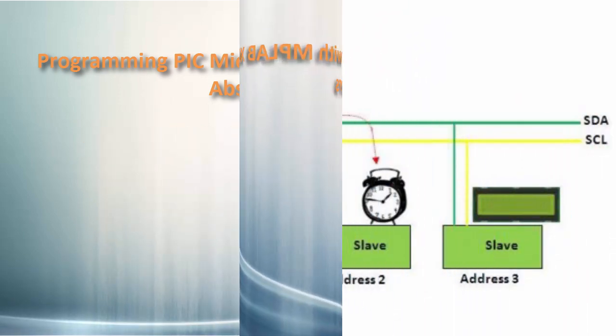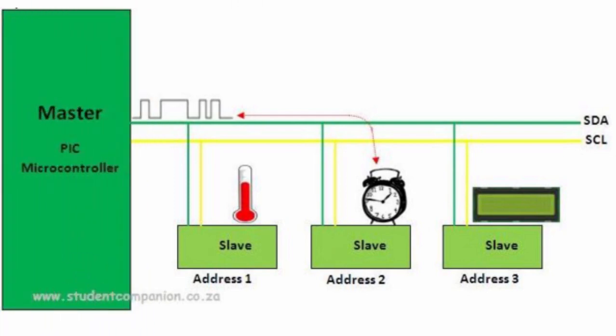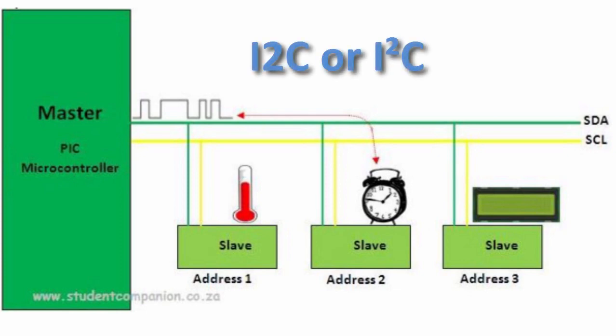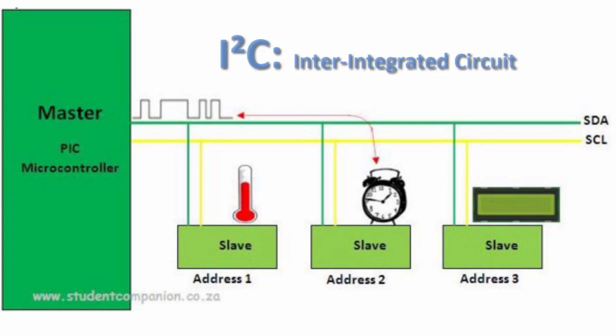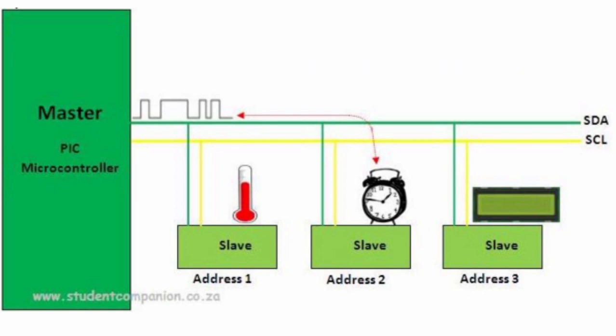The I2C was created by Philips Semiconductors for use in communication of peripheral devices within a TV set and is commonly written as I2C. The I2C stands for inter-integrated circuit and allows communication of data between I2C devices over two wires. The I2C is sometimes called two-wire interface. As you can see from this figure, we can have many devices connected to a PIC microcontroller using only two wires and two pins of the PIC microcontroller.